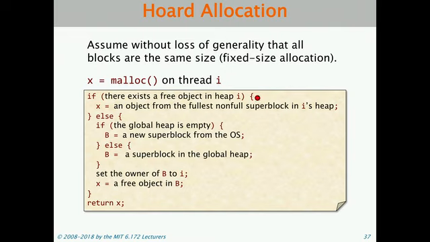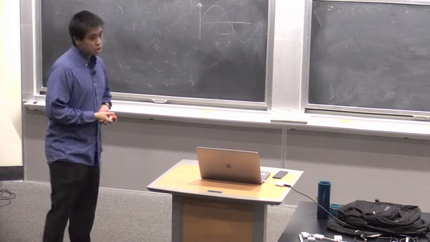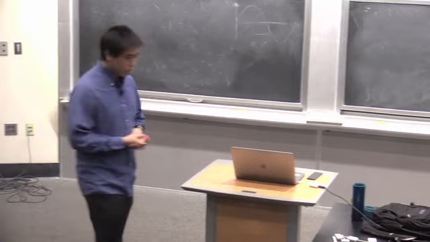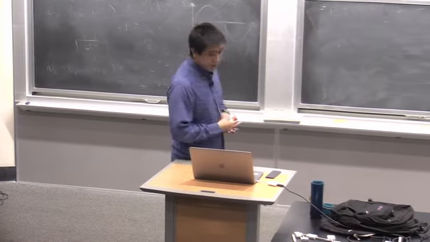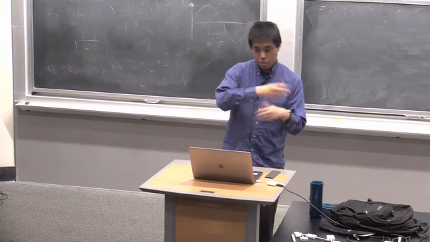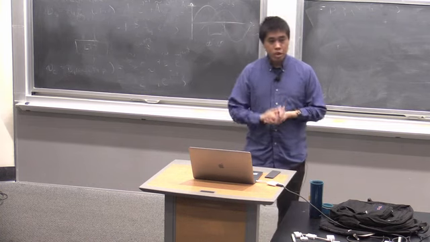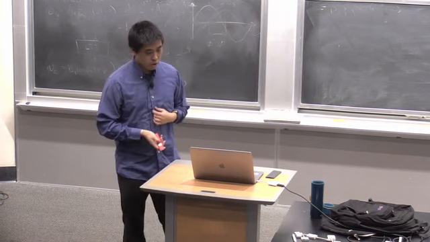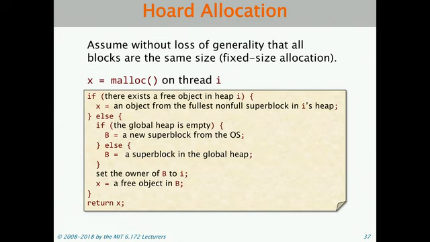Anyone know why we want to get the object from the fullest non-full superblock? Yes? Is it as dense as possible? Right, so when a superblock needs to be moved, it's as dense as possible. And more importantly, this is to reduce external fragmentation, because as we saw in the last lecture, if you skew the distribution of allocated memory objects to as few pages, or in this case, as few superblocks as possible, that reduces your external fragmentation.